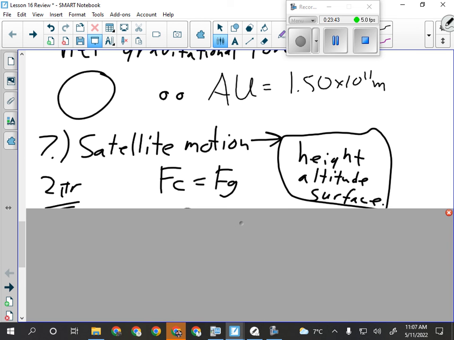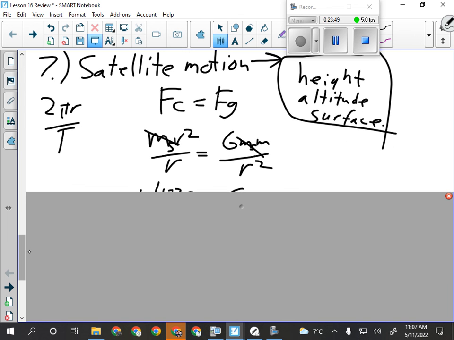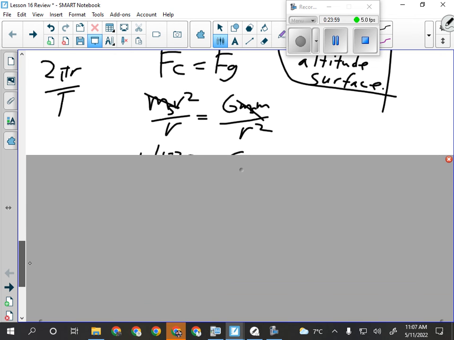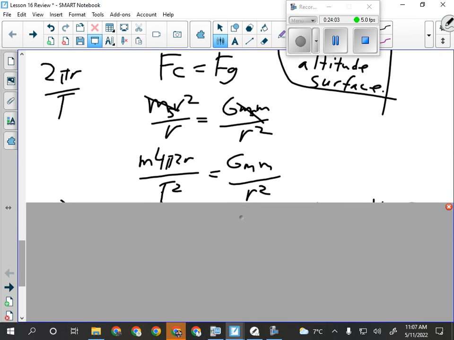by however many astronomical units it was. Remember also in satellite motion that you may need to do this substitution thing that I demonstrated a bunch of times, where we substitute in 2 pi r over t for v, which results in 4 pi squared r over t squared. That's going to happen occasionally, so just be ready for it. That's what I'm demonstrating right there.